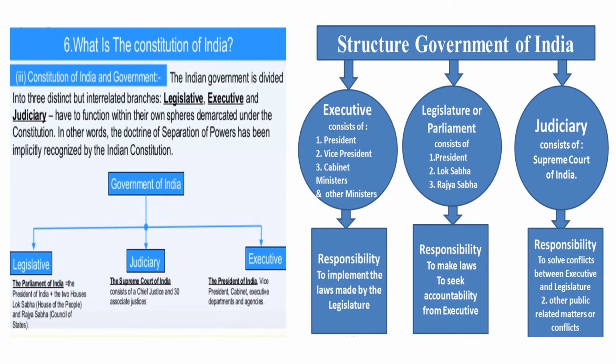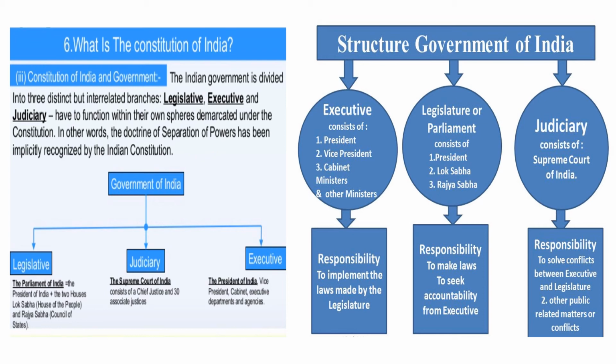Constitution of India and the government. The Indian government is divided into three distinct but interrelated branches, that is legislative, executive, and judiciary. The executive consists of the President, Vice President, cabinet ministers, and other ministers, who have the responsibility to implement the laws made by the legislature. The legislature or Parliament consists of the President, Lok Sabha and Rajya Sabha, which have the responsibility to make laws and to seek accountability from the executive.